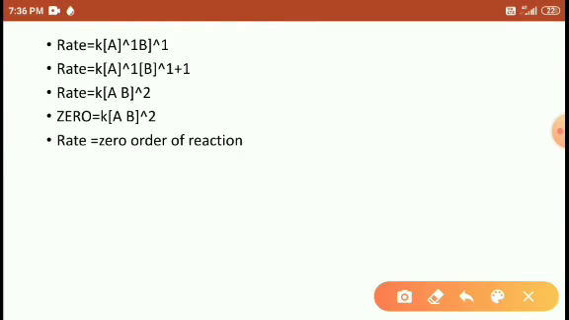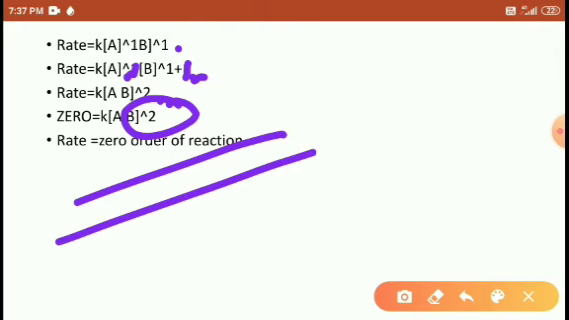So the next one, the fourth one, students: rate to the power 1, B to the power 1. Both powers we are adding here, summing the powers. Sorry, students, I wrote 2 times here. We are adding both powers, then we got 2. We increase the concentration of reactant 2 times, but there is no change in speed, no speed here, so that is the zero order of reaction. Right, students? Understood?